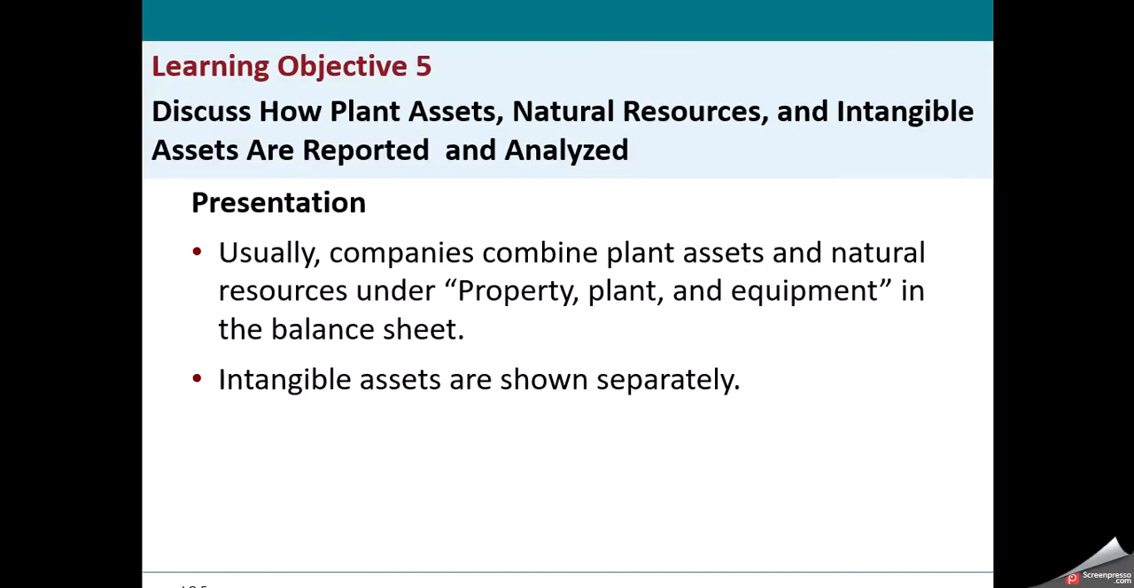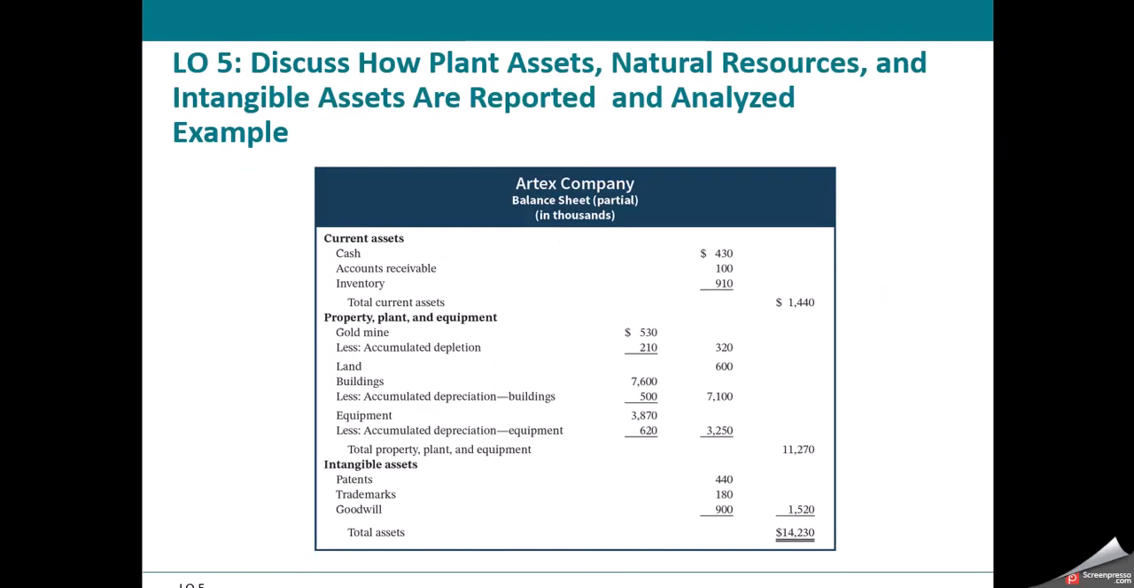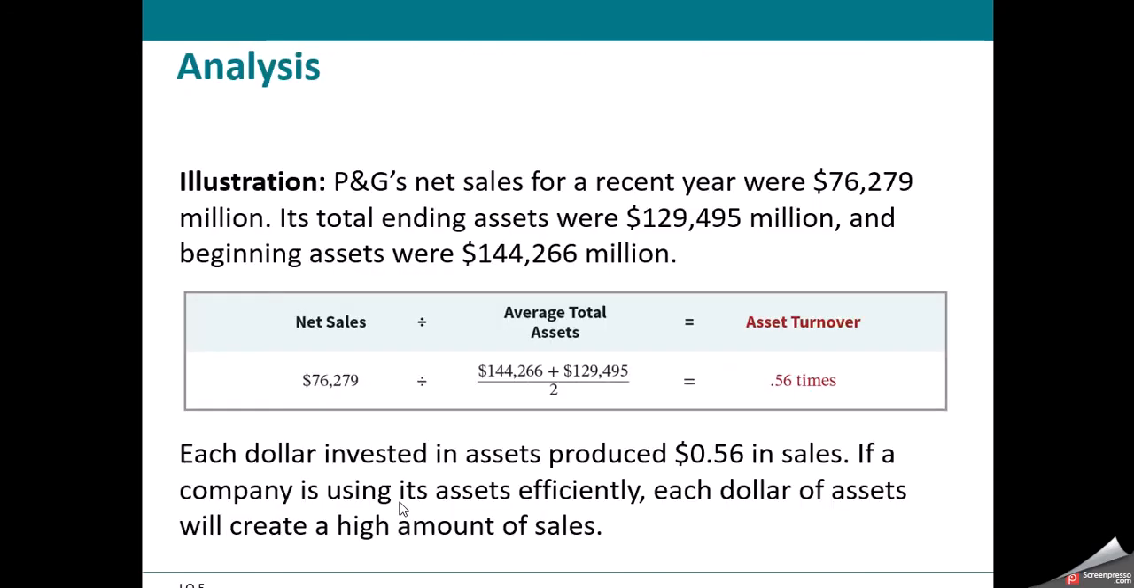Okay, then for the property, plant, and equipment, we have one ratio to look at. So here they're showing you the balance sheet. Again, our long-term assets are here under the property, plant, and equipment. Our intangible assets are listed here. And the computation, the ratio that we use to look at that is our asset turnover.